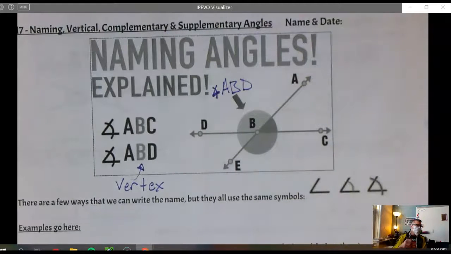Now I could call that angle B. Why do you think I wouldn't call it angle B? Lazy? There's multiple angle B's here. How many? There's actually more than 4. So it looks like there would be 4 angle B's. But guys, we can actually combine smaller angles to get bigger angles.